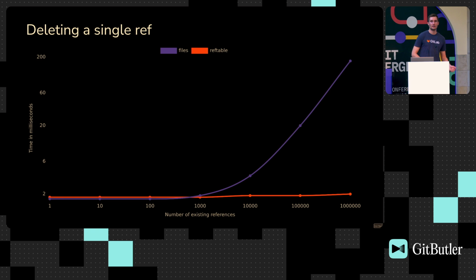Finally, one of the most significant use cases why we wanted to have a new backend was deleting references. The x-axis is the number of pre-existing references, whereas the y-axis measures how long it takes to delete a single one of those references. And here the reftable backend really leaves the files backend behind in the dust. While the files backend has superlinear growth, deleting references in the reftable backend is constant time.